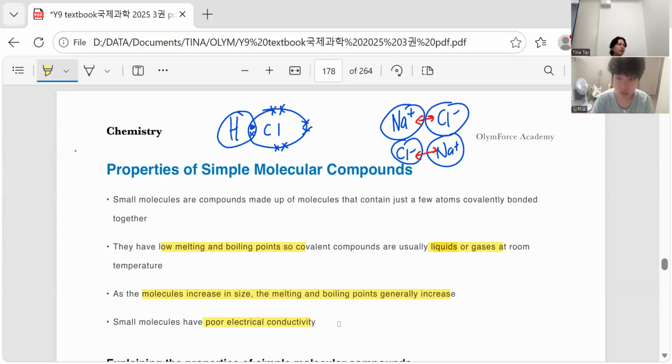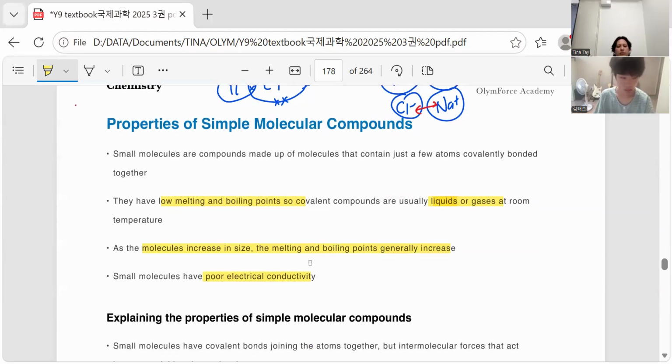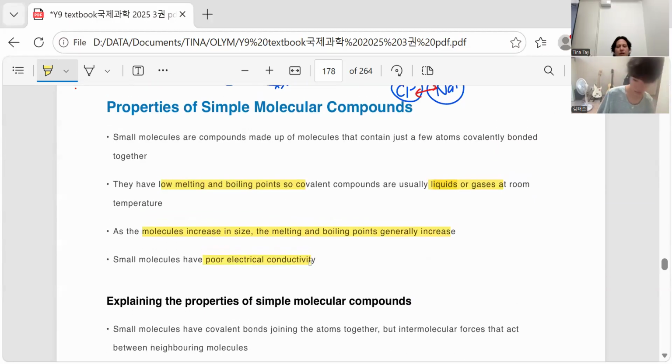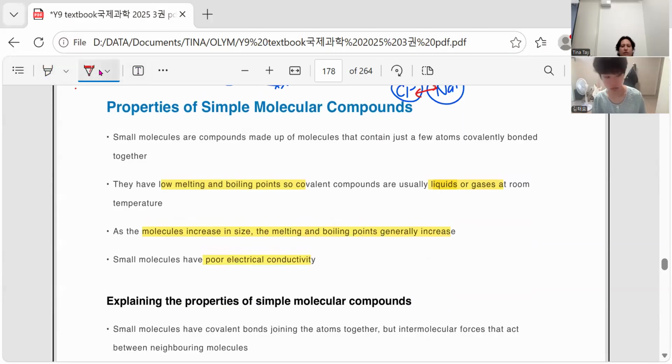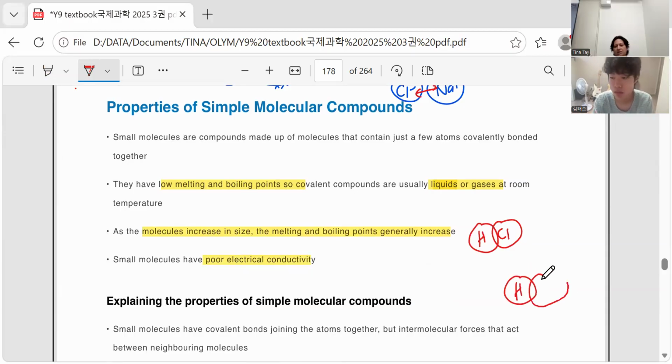So we need to know why. Because they have small molecules. So this is HCl. This is another HCl. So this molecule and this molecule are just two separate molecules. Boiling point means you separate the molecules.